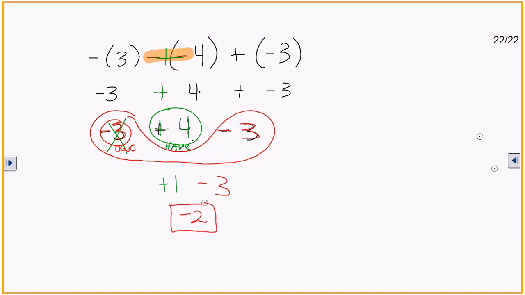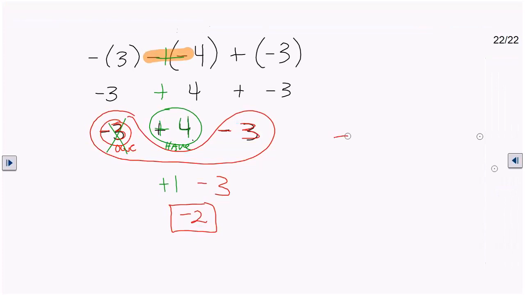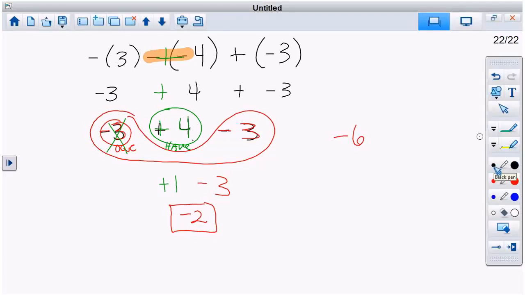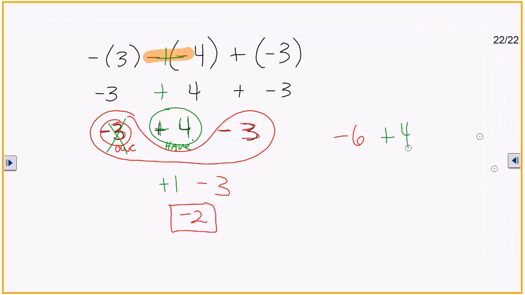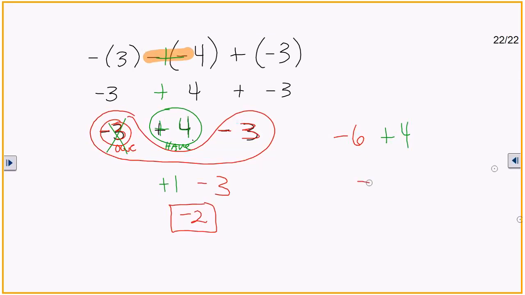Now, you could have easily done this. You owe somebody $3 and you owe somebody else $3. So technically, you owe them $6. You owe two people a total of $6. You have $4 in your pocket. If you owe two people $6 and you give them $4, what is the outcome of that transaction? You still owe $2.